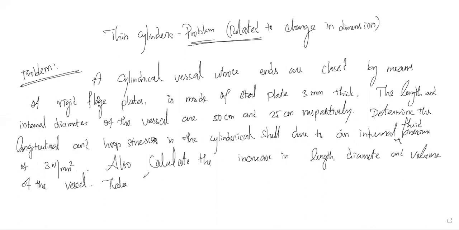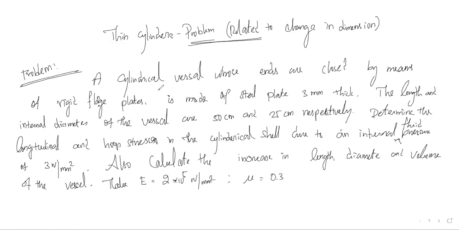Take Young's modulus E of the material equal to 2 into 10 to the power 5 Newton per mm square and Poisson's ratio mu equal to 0.3. So these are all the given data, and we should list out the given data now. They have given that the rigid plates are steel plate of 3 mm thickness.